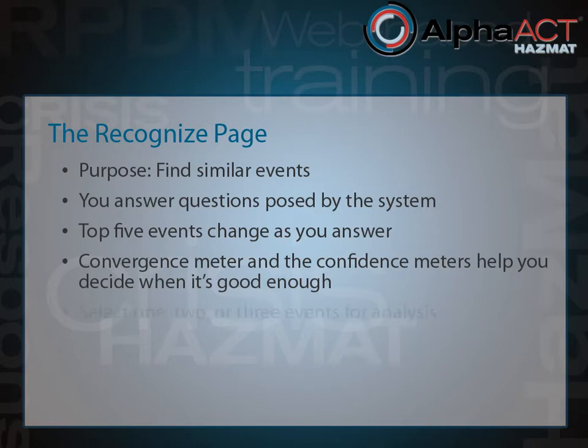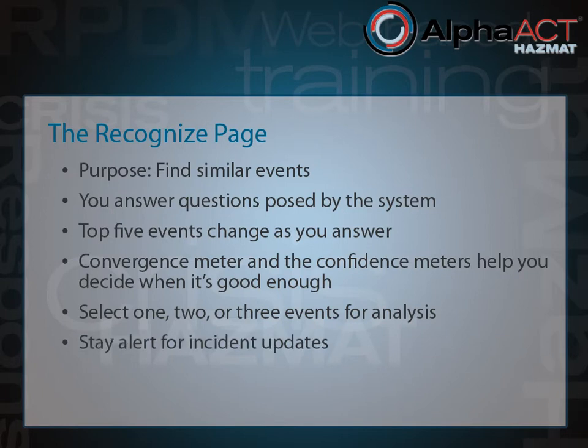When you're ready, you can select up to 3 of the events for analysis. On the Recognize page and other pages, you'll have to stay alert to information about changing conditions presented through incident updates shown on the dashboard. In the next module, we'll discuss the Analyze page.